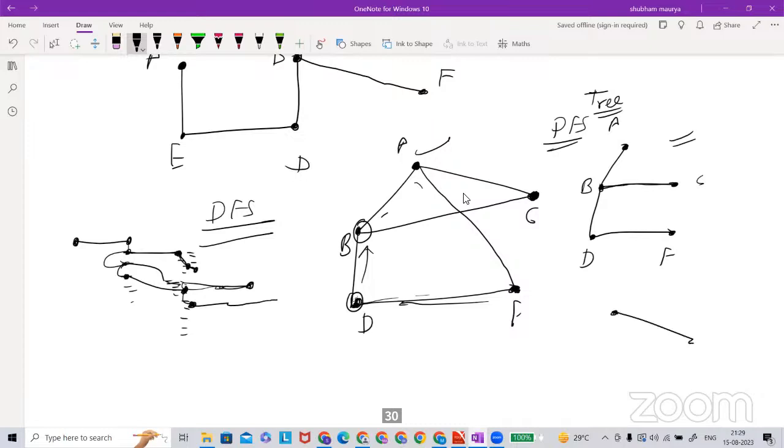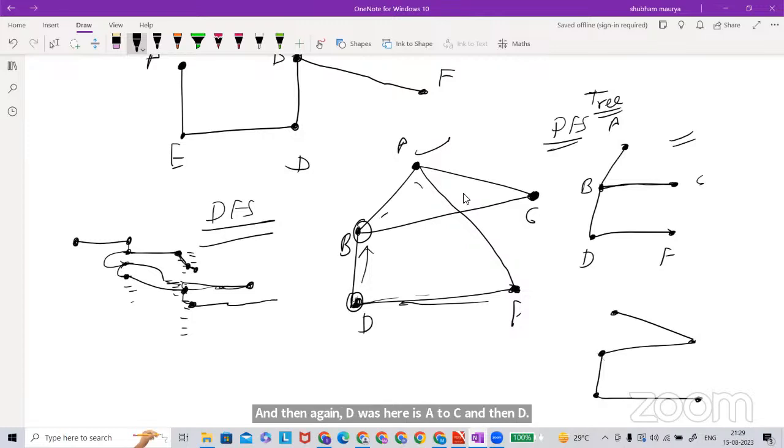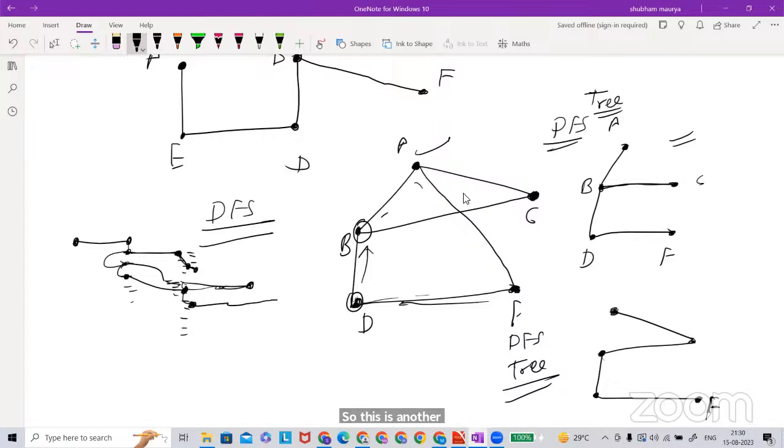From A to C, from C to D, C to B. And then again D, because here is A to C and then D, then D to F. So this is one, and this is the ending point. Now we start backing up, and this is another DFS tree. So for a single graph, there are different possible DFS trees you can find.